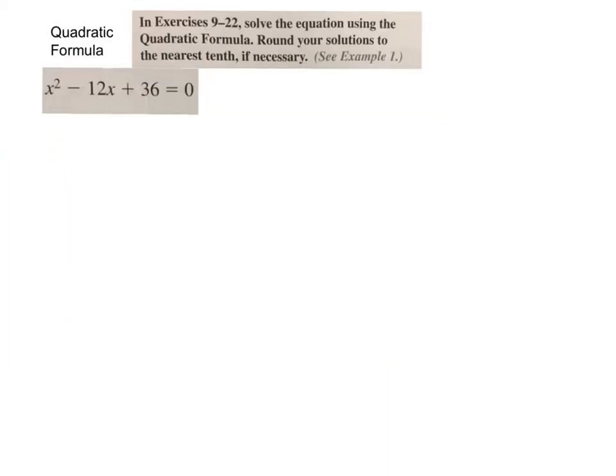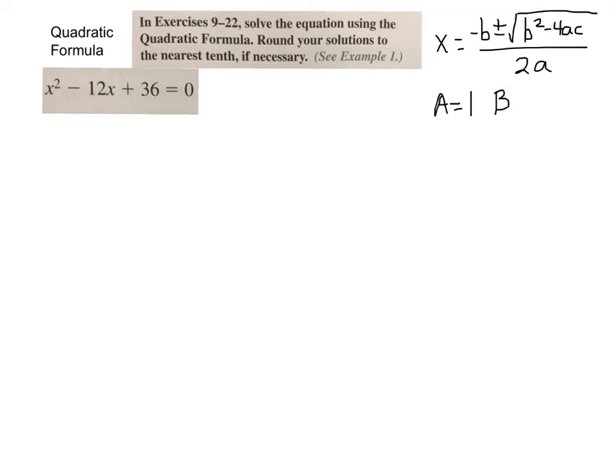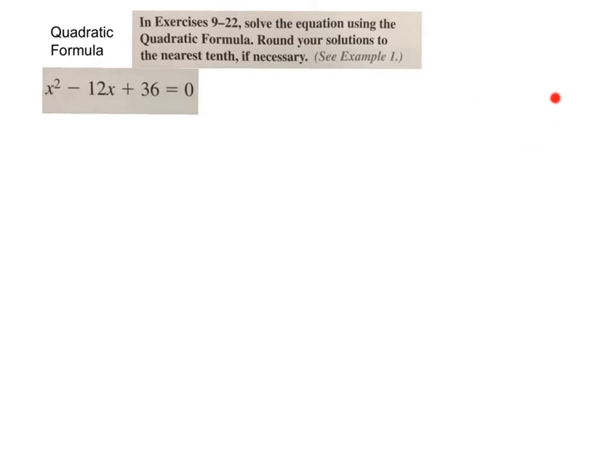The first thing I always like to do is write the formula. x equals negative b plus or minus the square root of b squared minus 4ac all over 2 times a. And then I like to identify what a is. a is the number in front of x squared, that's 1. b is the number in front of the x, which is negative 12. And c is the number by itself, 36. Now we need to plug these 3 numbers in for the letters that we see up in the formula.